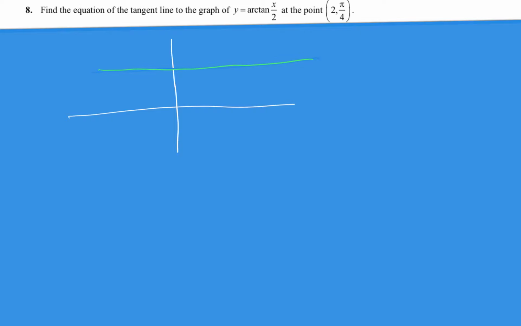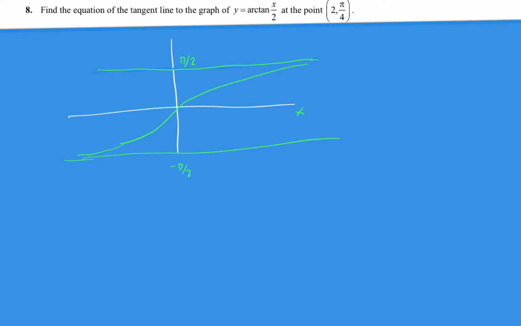Arctangent of x looks like this, I remember. It is the inverse function of tangent of x, and this is pi divided by 2, and this is minus pi divided by 2. So it has an asymptote at y equal pi divided by 2. And what would be the difference with arctangent of x divided by 2? It will have the same shape.